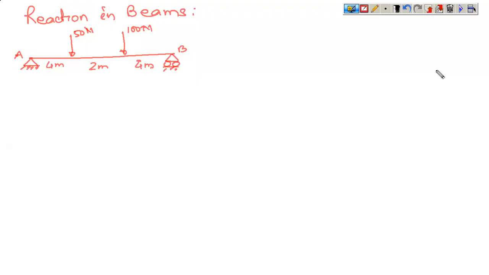So now if you look at this beam, this is a beam. The first objective is to determine the reactions in beams. So this is a beam which has been given in the problem. These are the distances between different forces. All these things will be pre-specified in the problem.